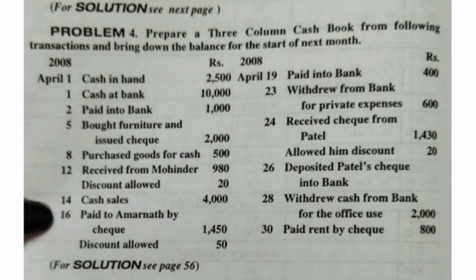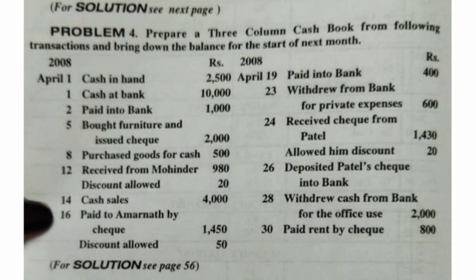So here they have given, write the entries for this. We have received check from Patel and allowed him discount. And in the next entry what we have done is deposited Patel's check into the bank. It means that on 24th, whatever check we are receiving, we are not depositing it into the bank. So the journal entry we need to record is cash account debit 1430, discount allowed account debit 20 to Patel account with 1450. Okay, this is the journal entry on 24th April.